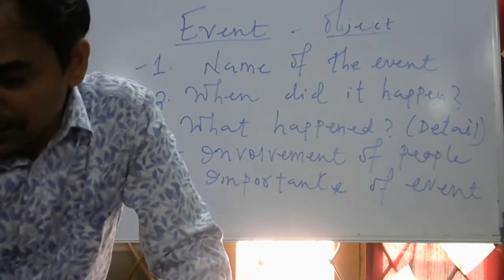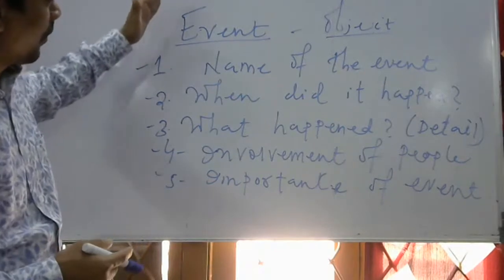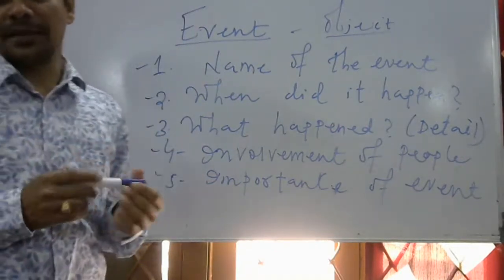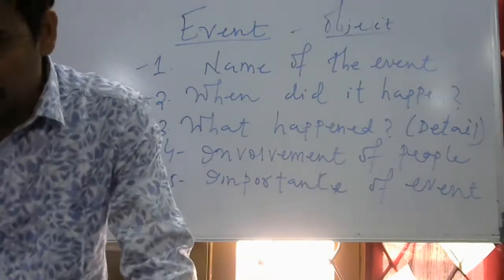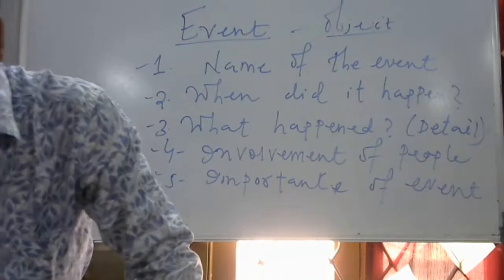But majorly, what is given in your syllabus is the description of a person, place and event. These three are given. In your 9th class syllabus, it is given how to describe a person, a place and any event.